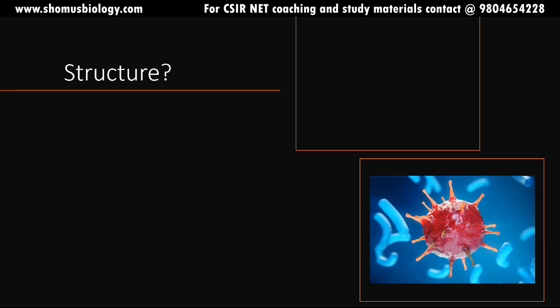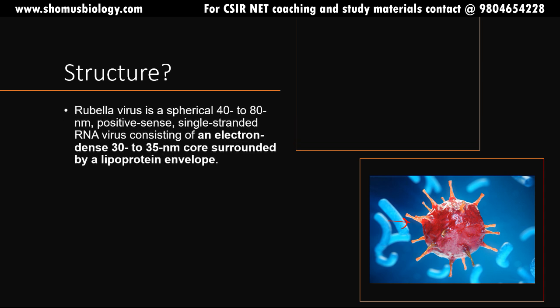Let's look at the structure. This is the 3D structure of rubella virus. You can clearly see these are the spikes on the surface of this virus. It has an envelope surrounding it. It's spherical, 40 to 80 nanometer in diameter, which is of moderate size. Positive sense single-stranded RNA is present.